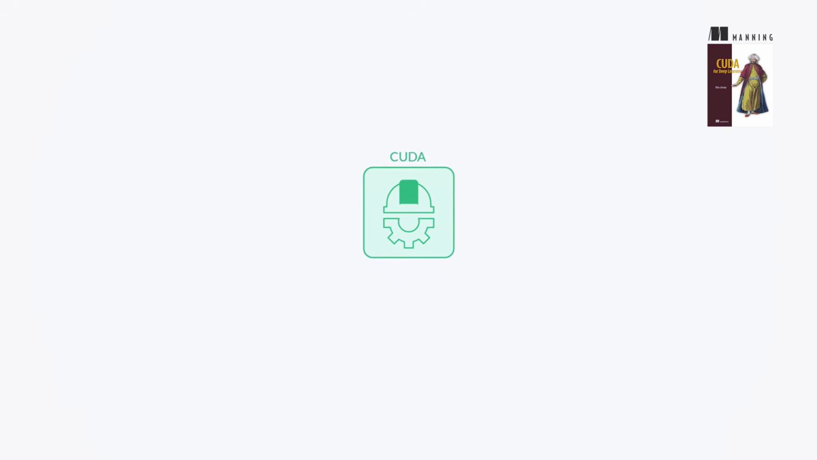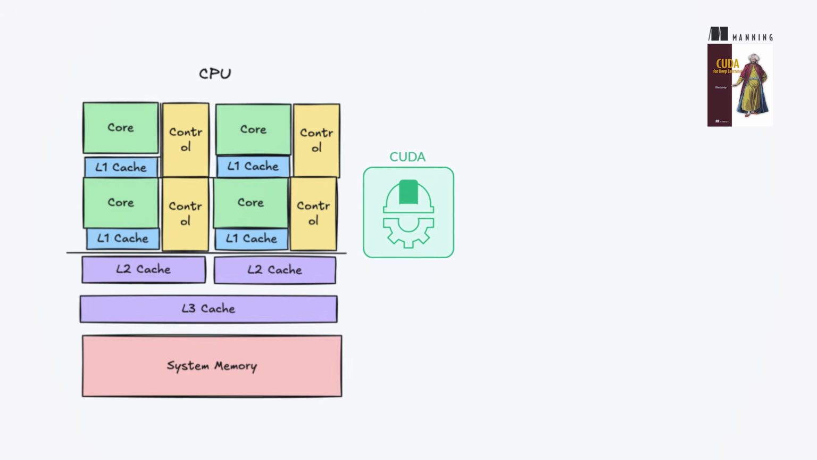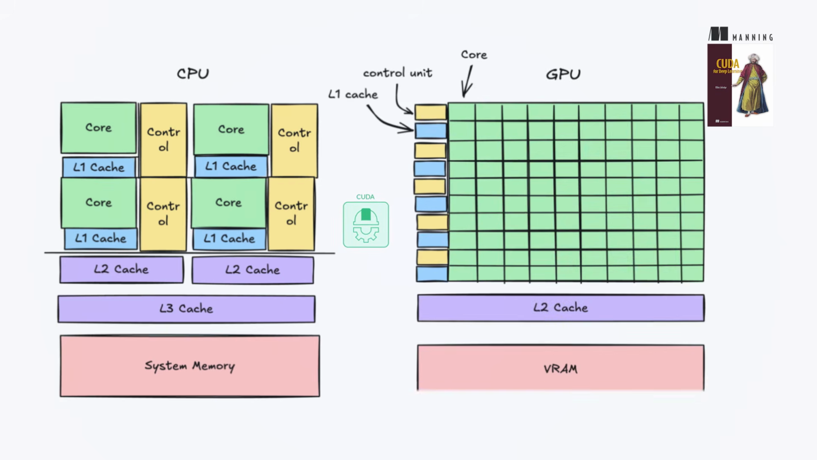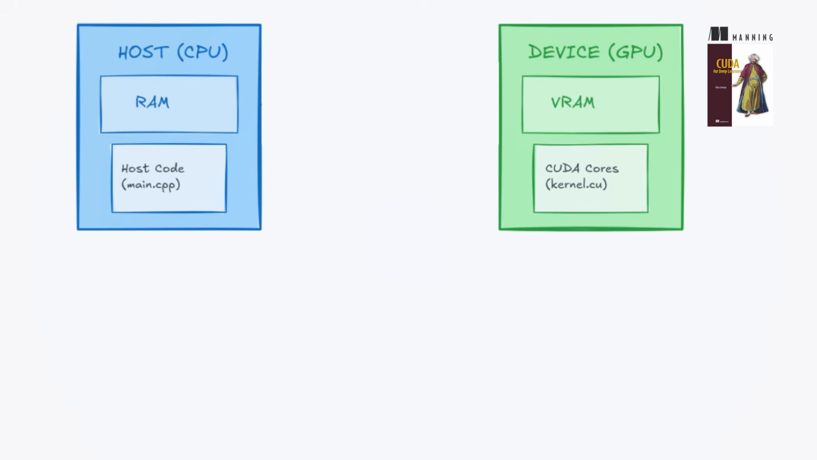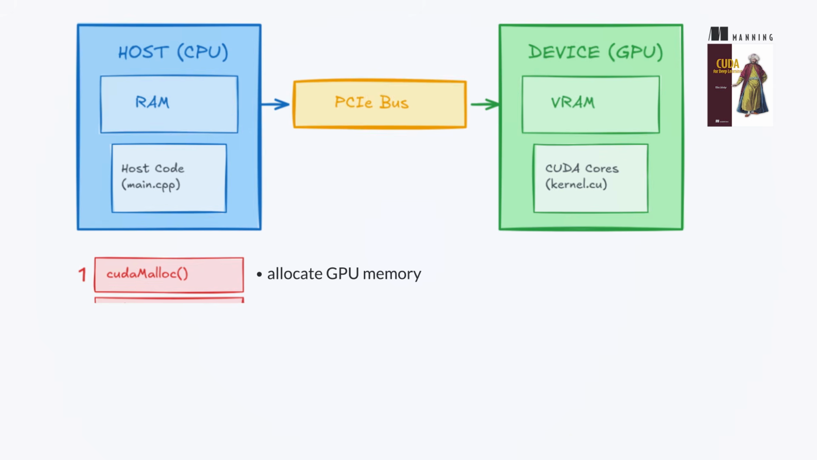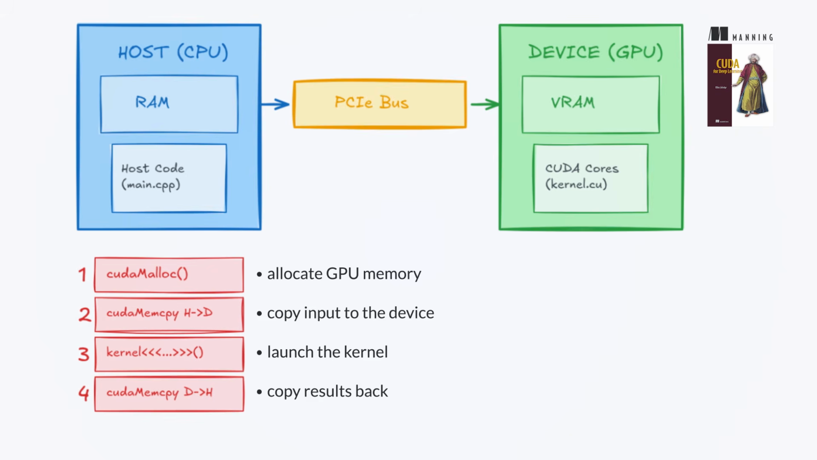CUDA begins with two cooperating worlds. The host is the CPU and system RAM, where the main program controls the application. The device is the GPU and its VRAM, where thousands of simpler workers execute parallel arithmetic. CPUs favor complex logic. GPUs favor throughput across many data elements. Because host and device memory are separate, CUDA programs move data explicitly, allocate GPU memory, copy input to the device, launch the kernel, and copy results back.